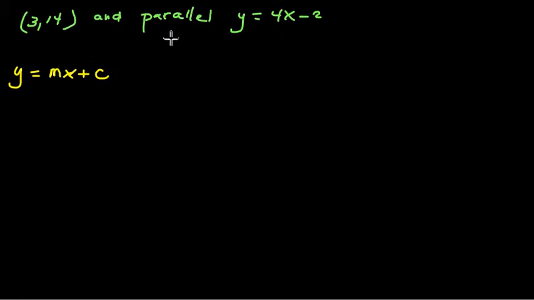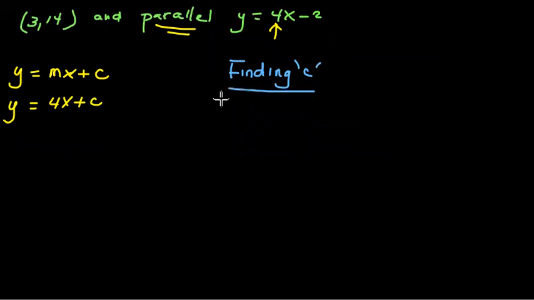Do I have m? Of course I have m because they're parallel. They're parallel, so they have the same m. So this is the new equation that I'm looking for. Y is equal to 4x plus c. But what is c? Well, I've got to go and find c. I know how to do that. Of course I do. Finding c. So I write where I'm at, which is y is equal to 4x plus c. And I know it's passing through the point (3, 14).